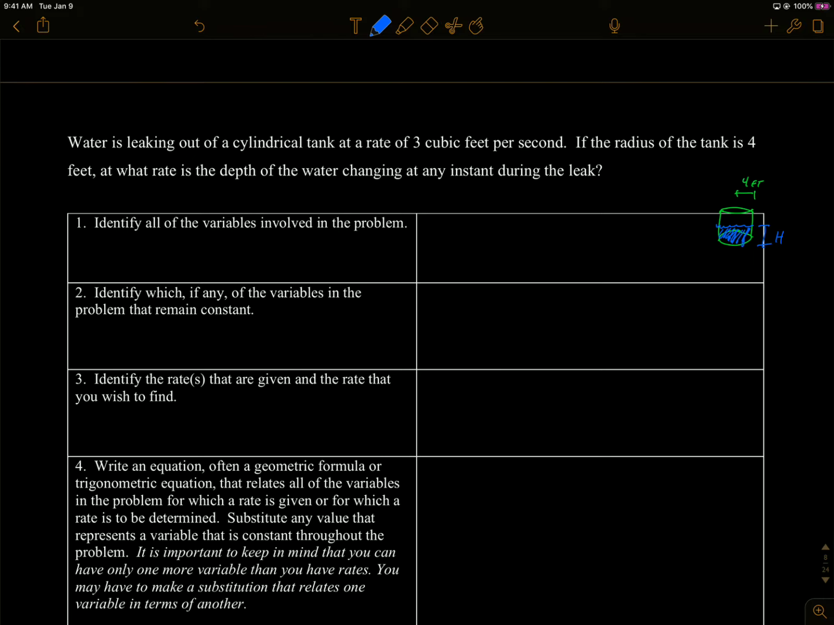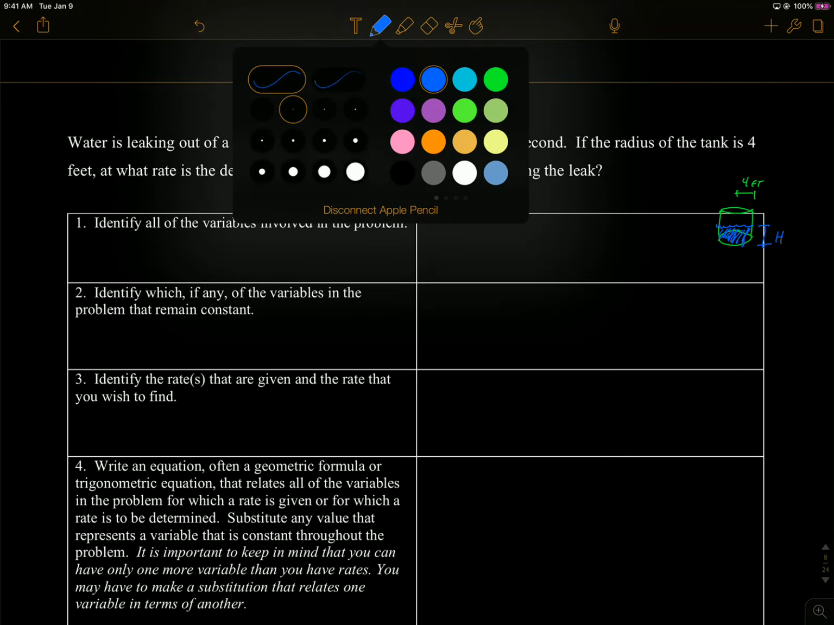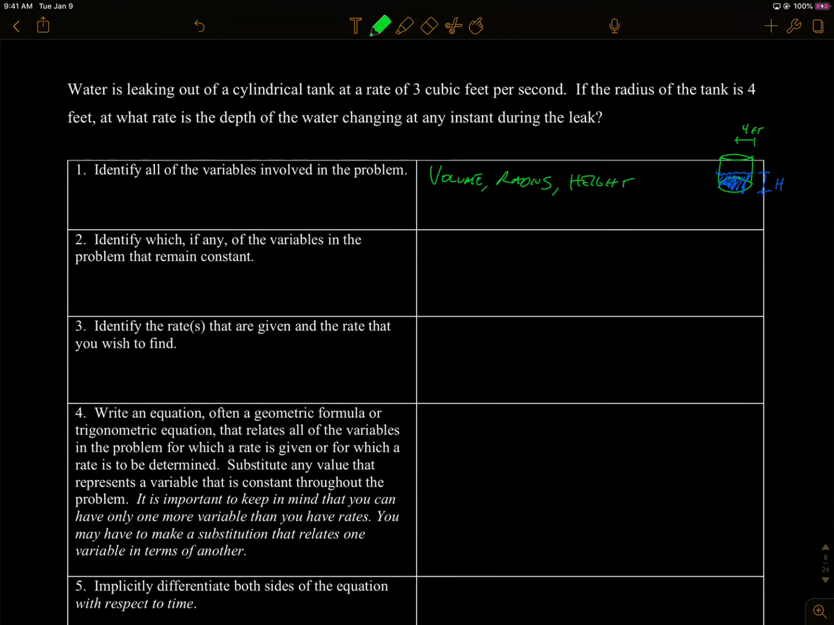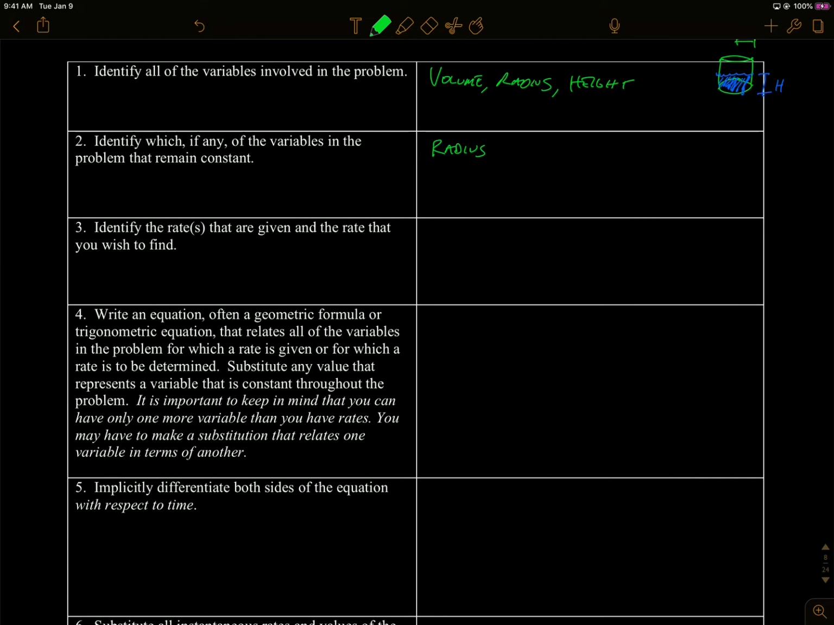All right, so identify the variables involved in the problem. We've got a volume of this thing, we've got a radius. Again, some of these variables may not be changing, and we have a height. So that's what we want to look at next. Are any of these variables constant and not changing? The radius is not changing. So when we write our equation, we'll be able to treat that as a constant. So let's look at number 3. We want to talk about what rates then would be obtained from this.